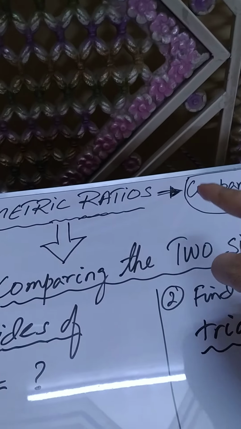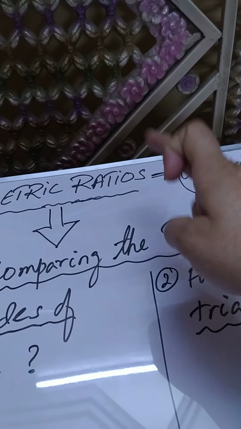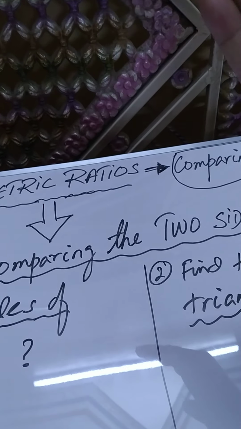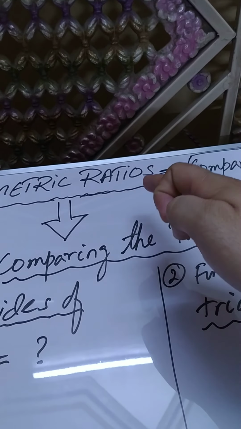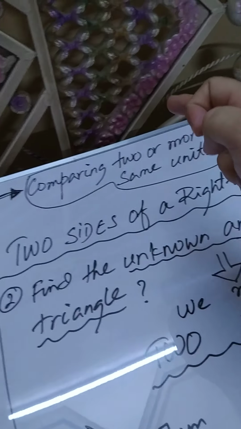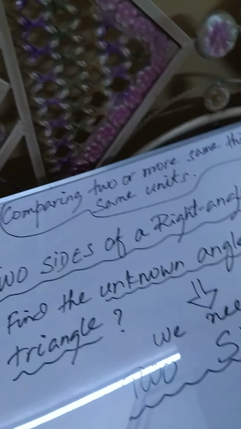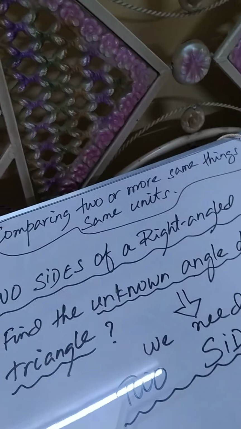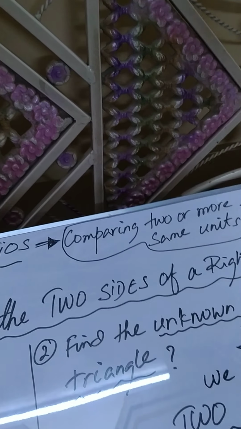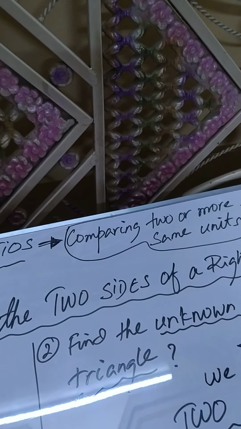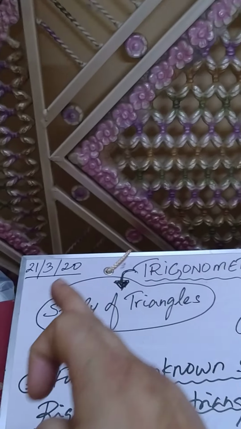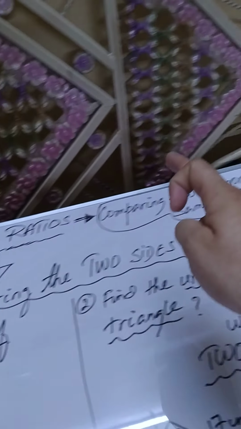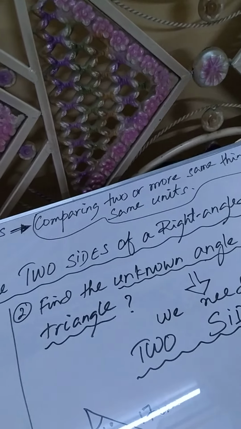Okay, then the second word is ratio. We did ratio in grade 4, grade 5, grade 6. Ratio means when we compare two or more same things with same unit. So ratio means comparison between two or more same quantities with same unit. So the topic is trigonometric ratio. Trigonometry is study of triangle, and ratio means comparing two or more same things with same unit.